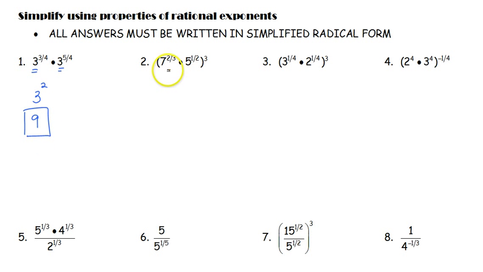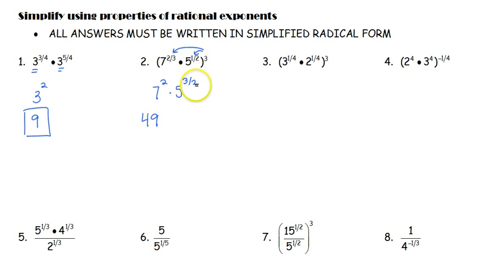Here I have this quantity raised to the third power. I don't have the same bases, I don't have the same exponent, so the only thing I can do is distribute that 3 in. That becomes 7 squared. 1/2 times 3 is 5 to the 3 halves. 7 squared is not a radical, that's just our number 49.